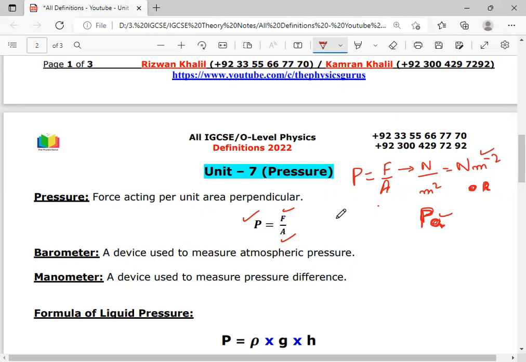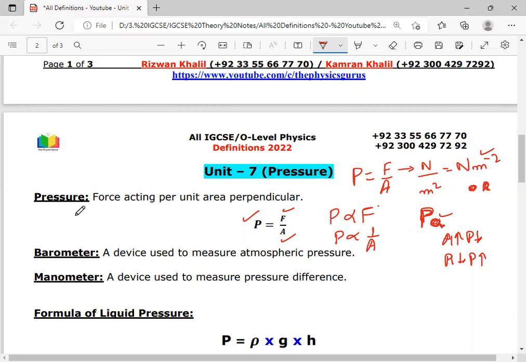Now from this equation, we can see that pressure and force are directly proportional to each other. It means larger the weight, larger the force, larger will be the pressure. Smaller the weight, smaller the force, smaller will be the pressure, while pressure and cross-sectional area are inversely proportional to each other. It means that when cross-sectional area increases, pressure decreases, and when cross-sectional area decreases, pressure increases. So what we have concluded from here is that force and pressure are directly proportional to each other, and cross-sectional area and pressure are inversely proportional to each other.